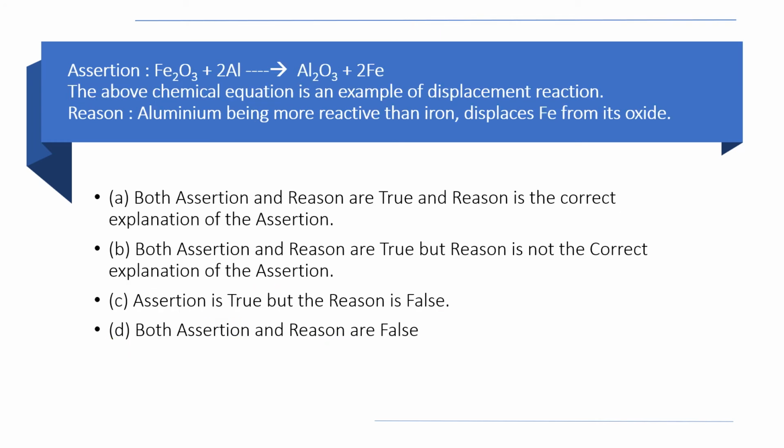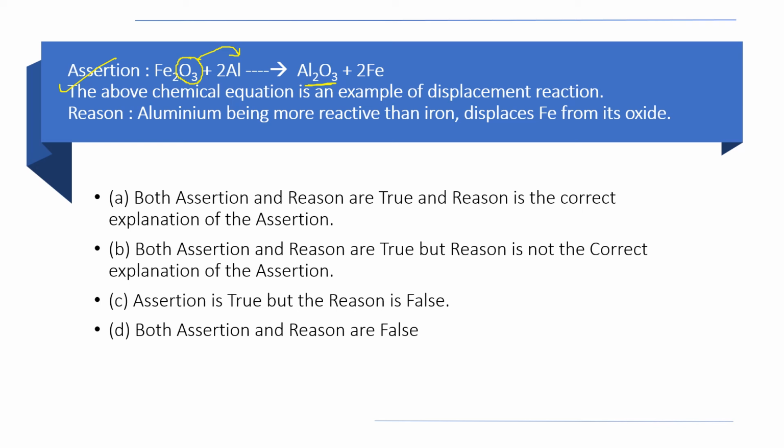Moving to the next question. Assertion: Fe2O3 plus 2Al gives Al2O3 plus 2Fe. The above chemical equation is an example of a displacement reaction. Let's check whether it is an example of displacement. Here the oxygen gets displaced towards the aluminium to form aluminium oxide. So the assertion is true. Reason: aluminium being more reactive than iron displaces iron from its oxide. Let's discuss this.